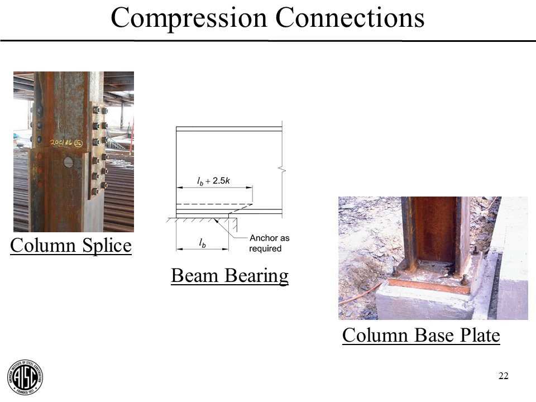Okay, compression connections. Three main kinds of these. We have column splices, we have beam bearing plates, and column base plates. Of course, the beam bearing plates or column base plates are on masonry or concrete. We're going to be spending a lot of time with these two in session number 2.